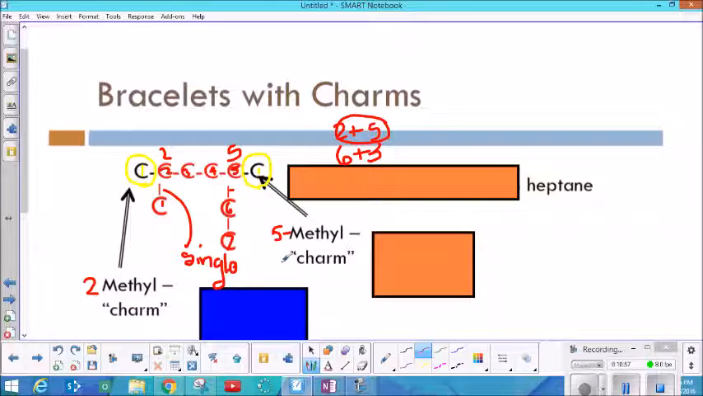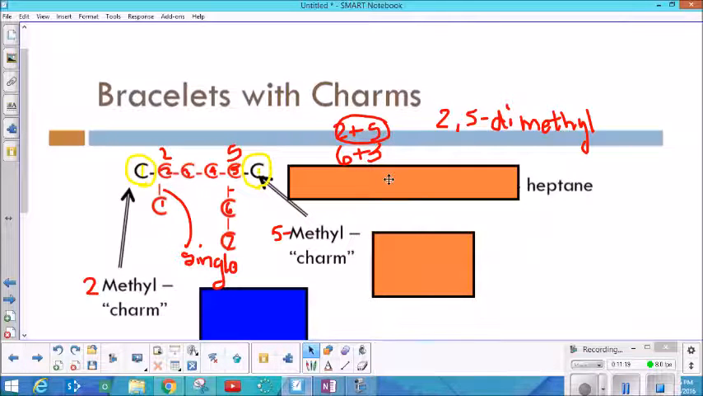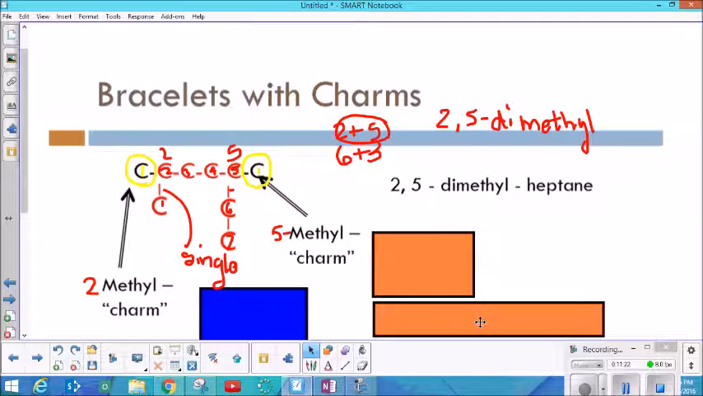And so since I have 2 of them, I say the numbers 2 and 5, 2, 5. And then I have to tell the reader I have 2 methyls, so I say dimethyl. So my first name is a 2,5-dimethyl. And then my last name, as we said before, is heptane. So I'm a 2,5-dimethyl heptane.